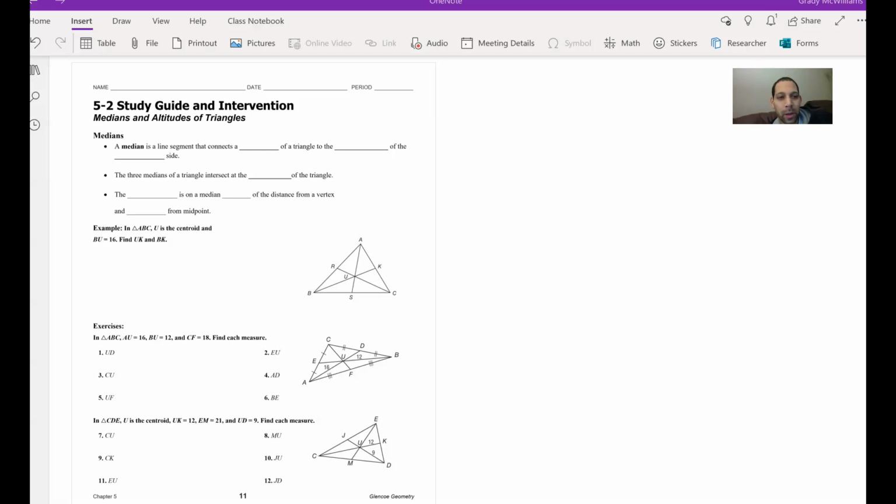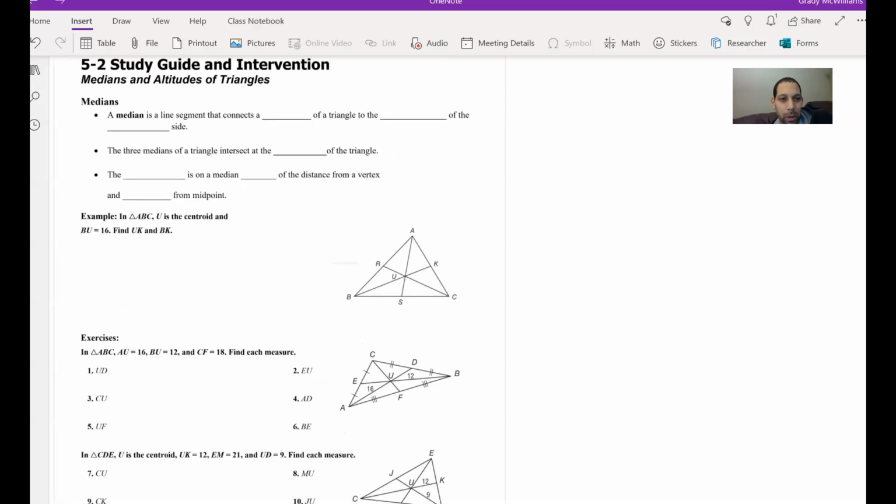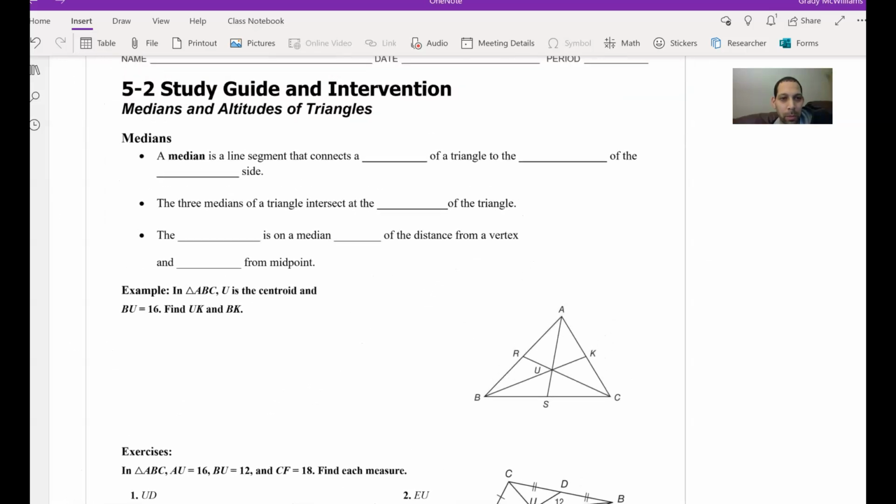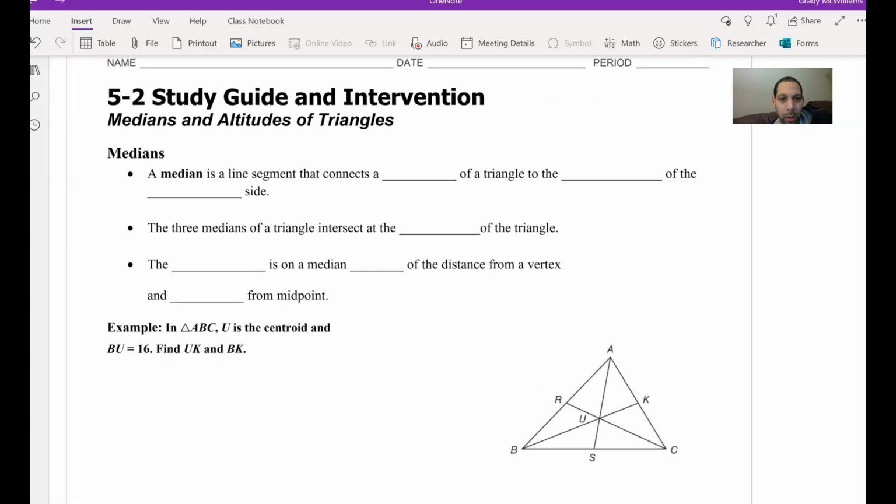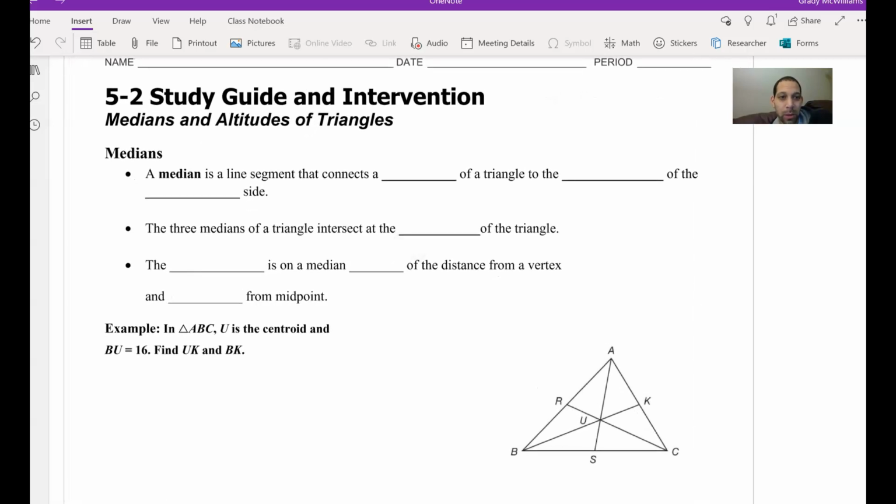Alright, hello class. So you should have a worksheet that looks something like this. We're going to talk to you about medians and some other new stuff.